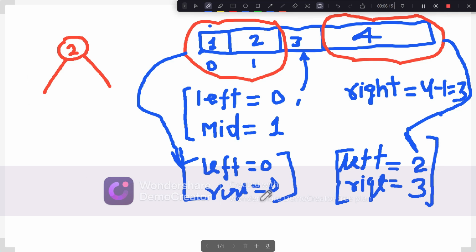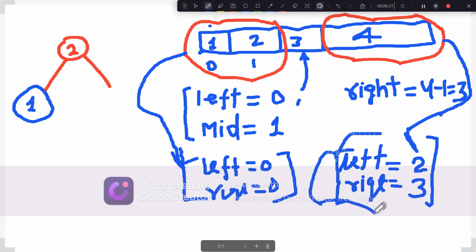So see here, right and left are both 0, so 0 plus 0 divided by 2, mid would be 0 only. Okay, so when mid is 0, at 0 we have 1, right? So we will come here as 1. Okay, now go to this side, left.